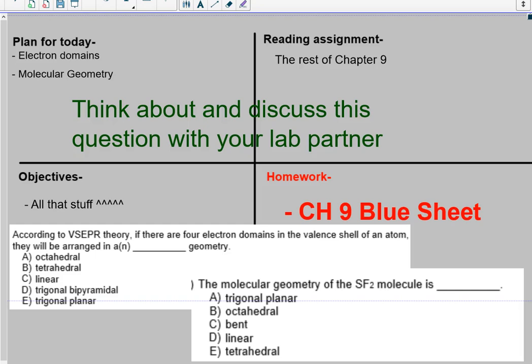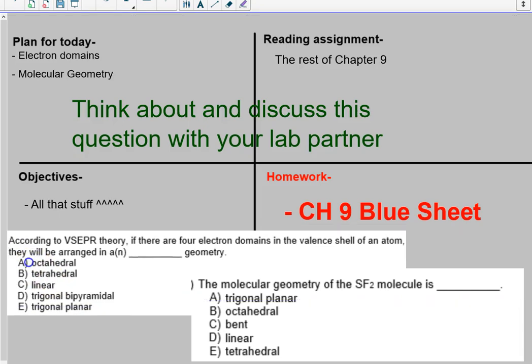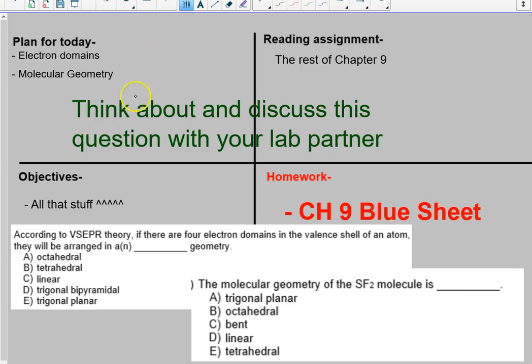So according to the VSEPR theory, if there are 4 electron domains in the valence shell of an atom, they will be arranged in a blank geometry. What did you think on that one? Tetrahedral is correct. Good job. Tetrahedral is the answer. All right.